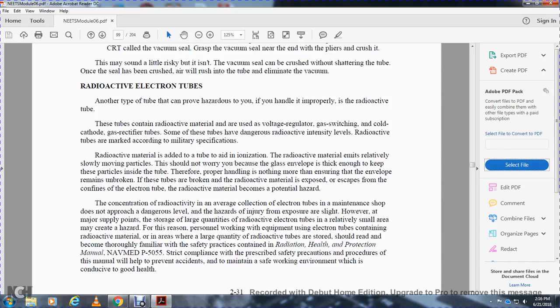The radioactive material added to the tube ionizes and emits relatively slow-moving particles. You should not worry, because the glass envelope is thick enough to keep these particles inside the tube. Proper handling is nothing more than ensuring that the envelope remains unbroken. In tubes that are broken, the radioactive material is exposed and can escape from the confinement of the electron tube.